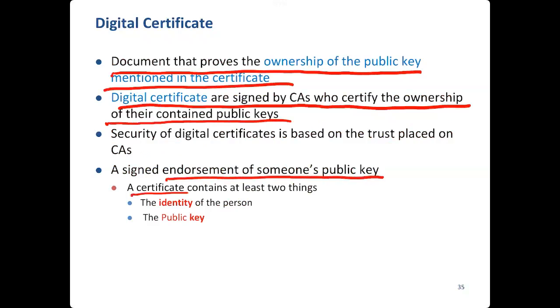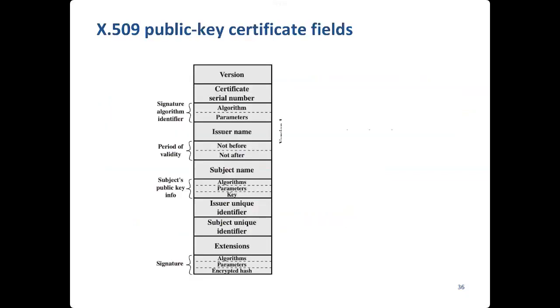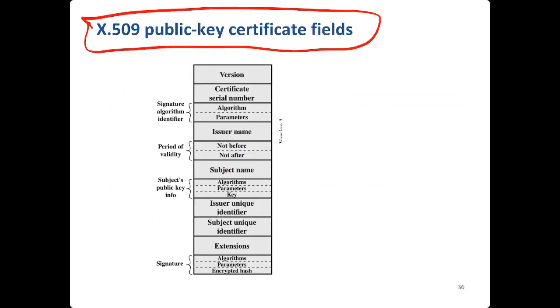So a certificate contains at least two things: the identity of a person and the public key. Okay, it will be Alice, for example, and Alice's public key. All right. So now there is a standard called X.509, because everything has to be standard based. Otherwise, the certificate will not be trusted by anybody else, right? So that defines this kind of format.